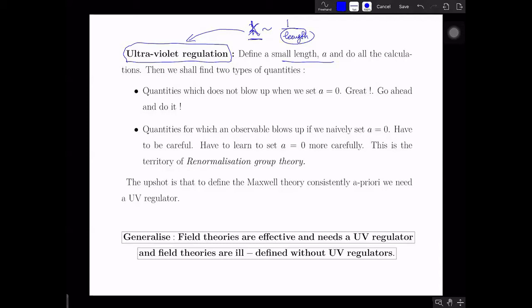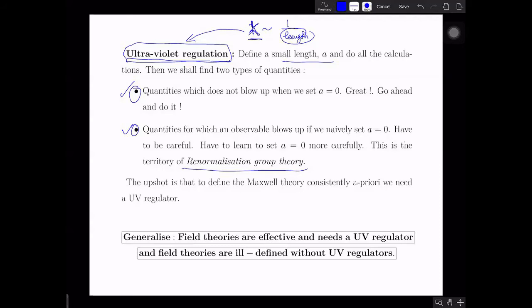In certain situations, we can just set A to zero, go ahead with the calculations and get the results. But this is not the only kind of quantity. There is this measurable electric field which depends upon A at very small distances, and for such quantities we have to be more careful. This is exactly the territory of what is called renormalization group theory. Either way, with this ultraviolet regulation, we know how to deal with this singularity.